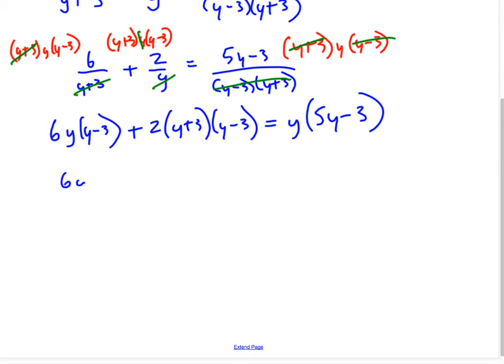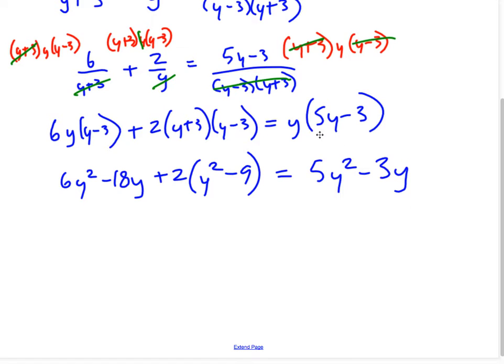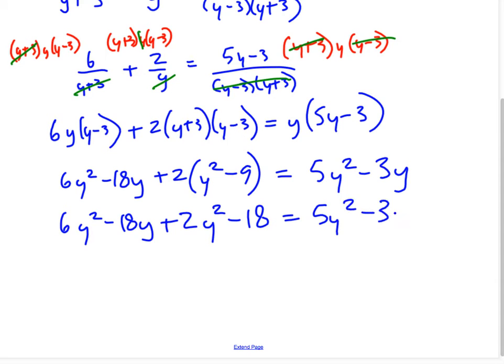So this would be 6y squared minus 18y. Here, let's do this FOIL first. So it'll be plus 2 times, when you FOIL that, that's a difference of squares, so it'll be y squared minus 9, equals 5y squared minus 3y. Let's multiply that through, using the distributive property. So plus 2y squared minus 18 equals 5y squared minus 3y.